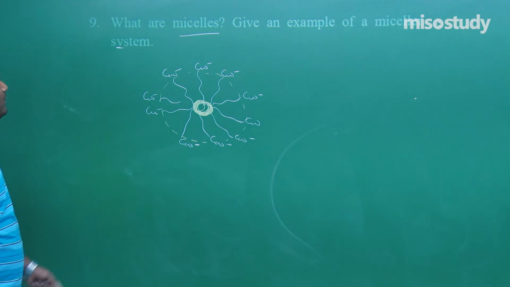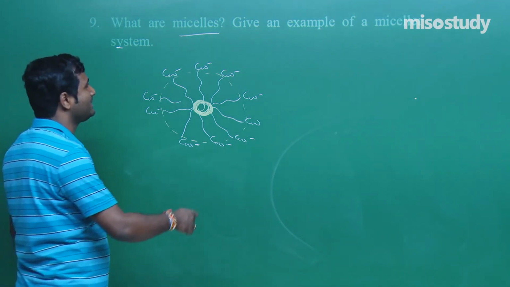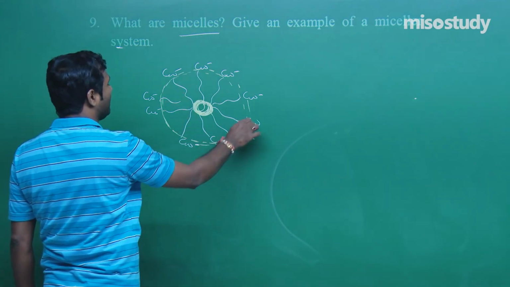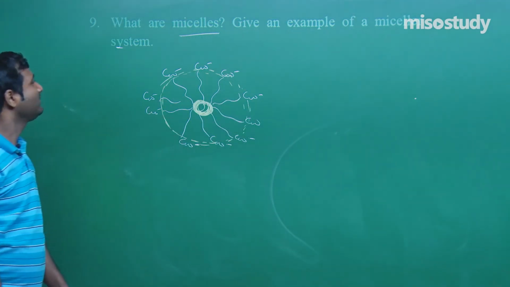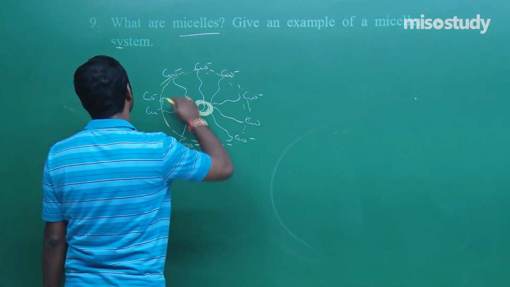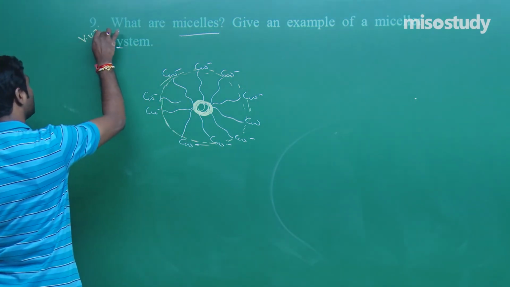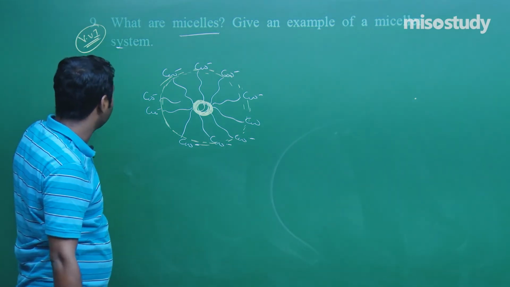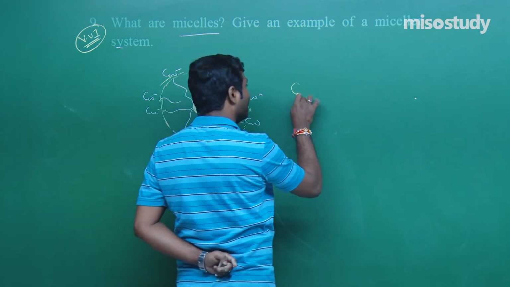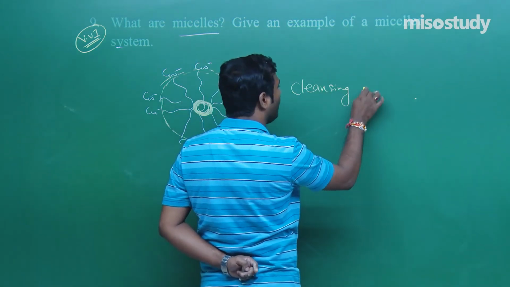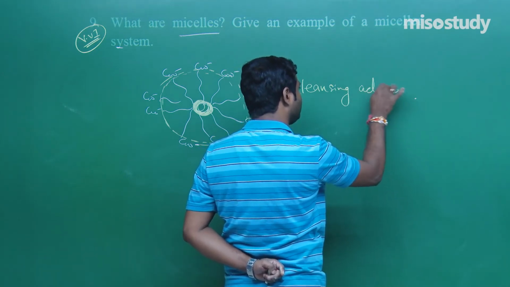Now give an example of a micellar system, that is, the cleansing action of soap. That is the complete micellar system. Clear, my friend? And one important thing, this is again a VVI question, one of the most VVI questions, generally asked as a previous year question: the cleansing action of soap.